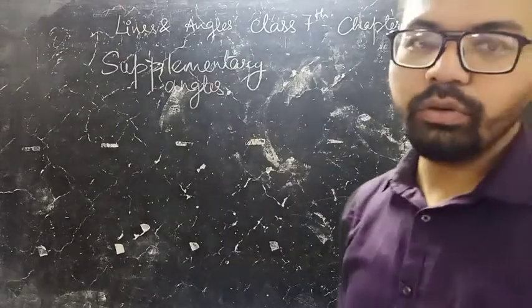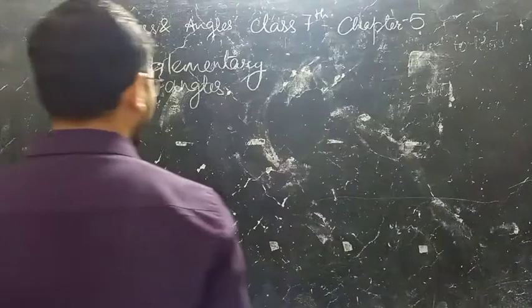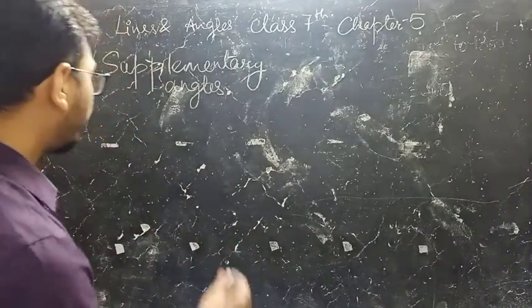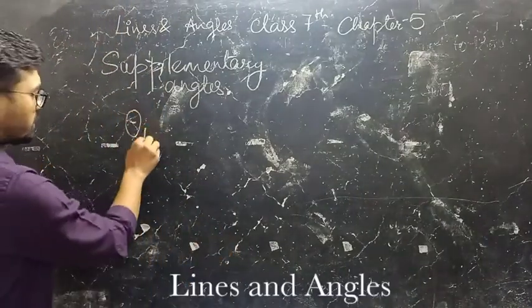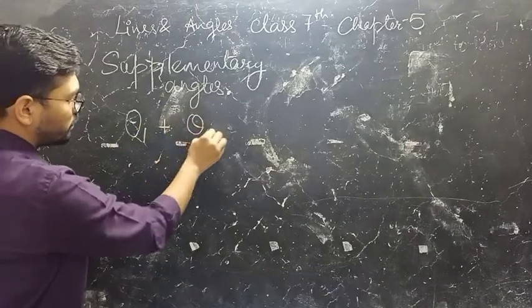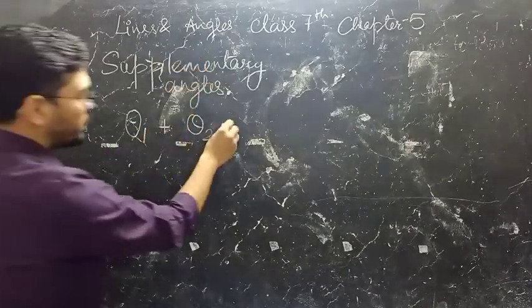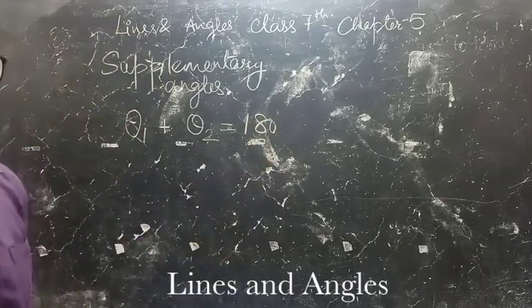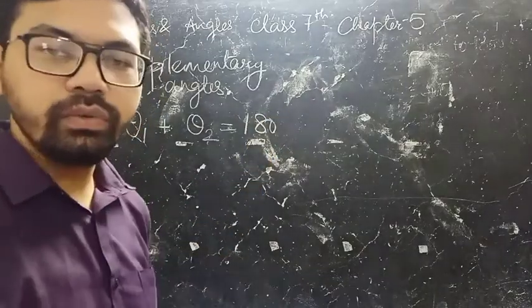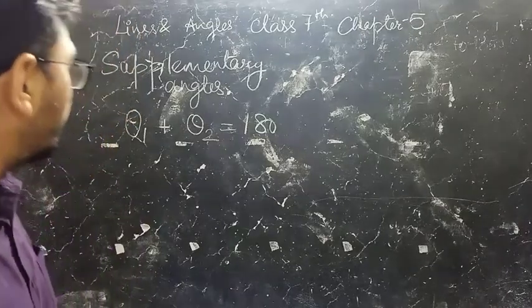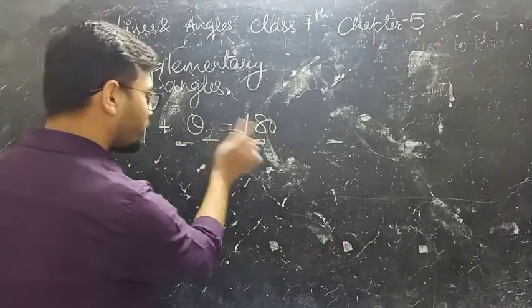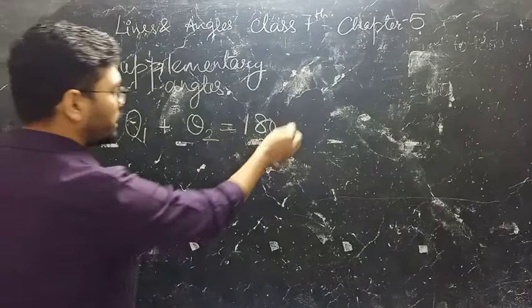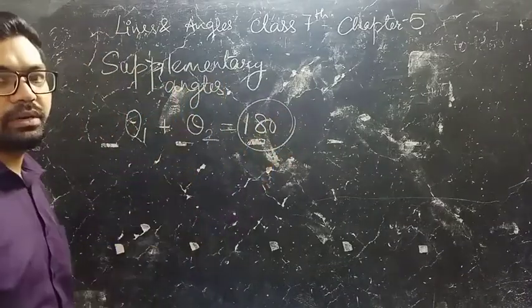Now the next type of angles are supplementary angles. Now what are supplementary angles? Let's say you have two angles, theta 1 and theta 2. Then the summation of two supplementary angles is equal to 180 degrees. Like complementary angles, where the summation of two angles is equal to 90 degrees, similarly, if the summation of two angles is equal to 180 degrees, then they form a supplementary angle pair.